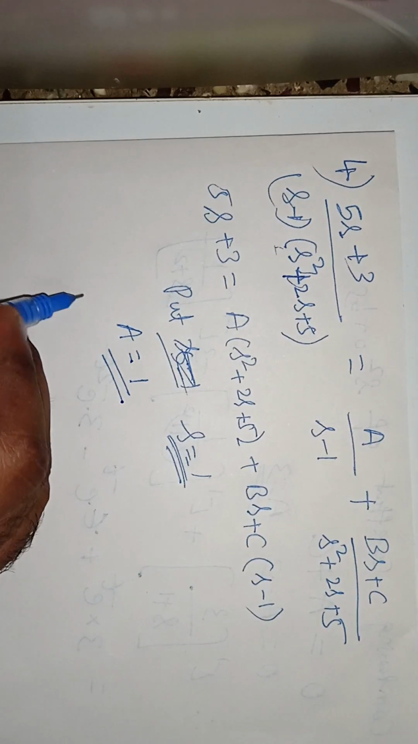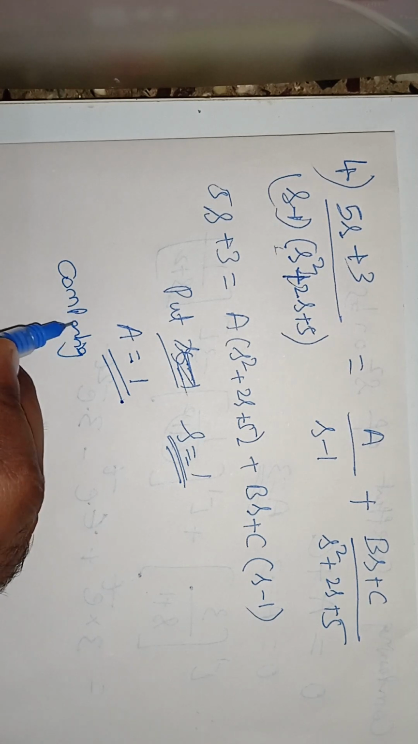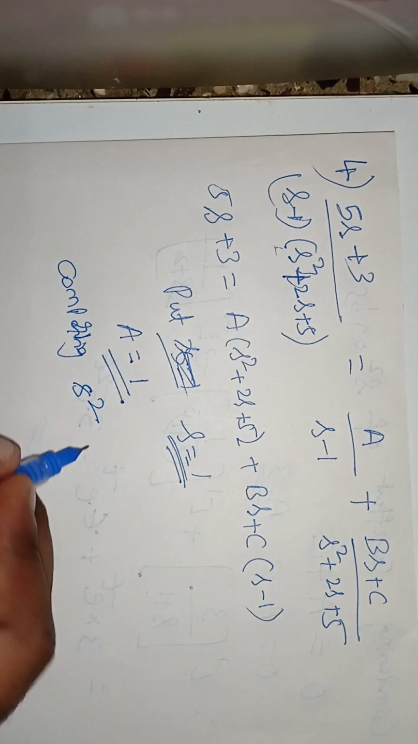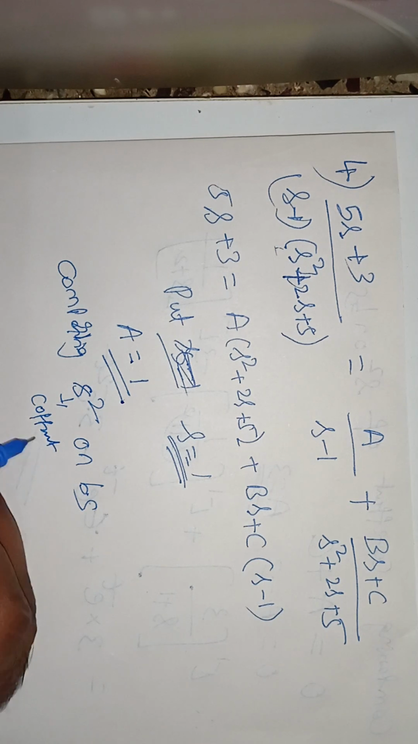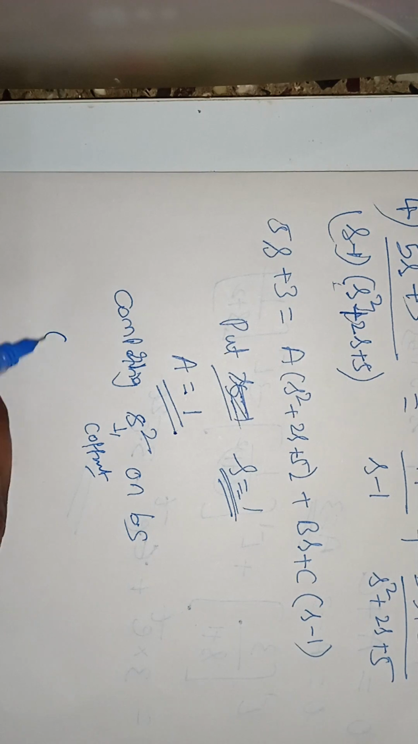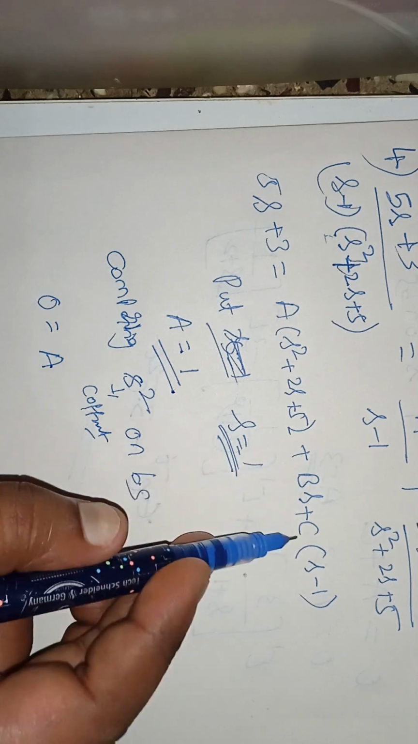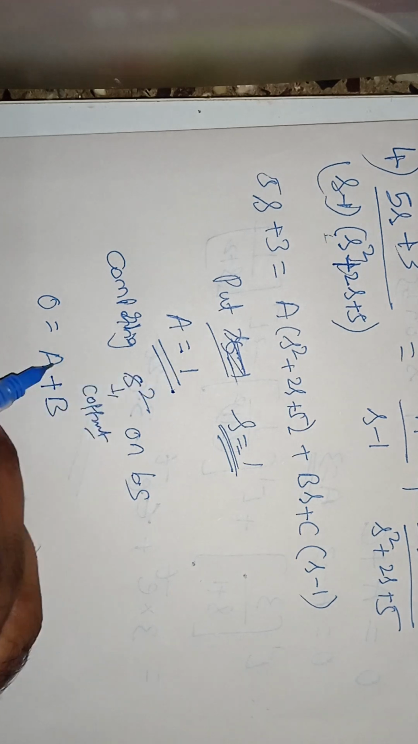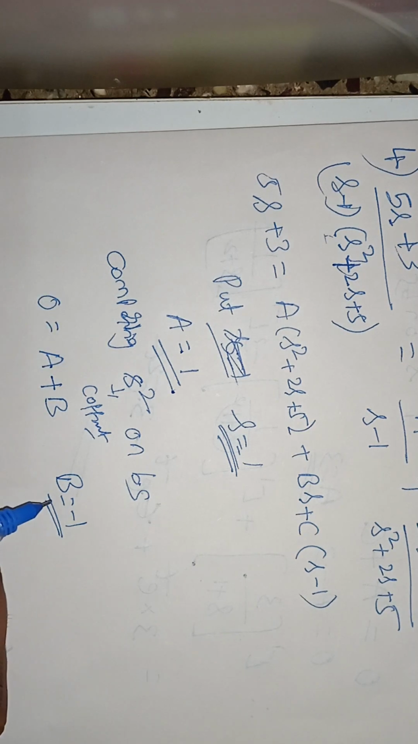And also, because there is nothing more to substitute, you should compare the coefficient of s² on both sides. So you should compare s² coefficients. Here you don't have s², so 0. Here you have s² A, and (Bs + C)(s − 1) gives B. So the value of A is 1, so the value of B is minus 1. If you substitute A as 1 and send it to this side, you get B as minus 1.